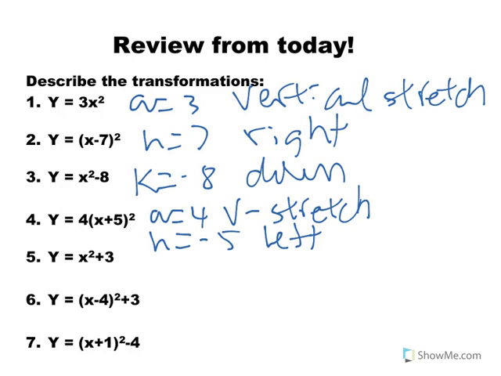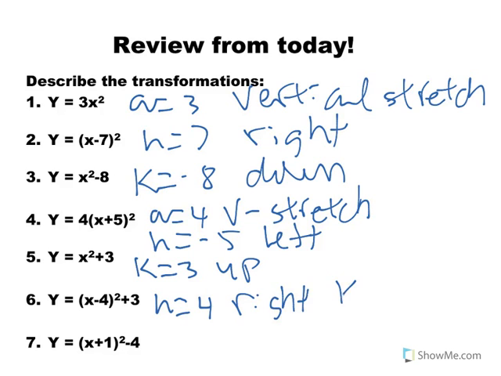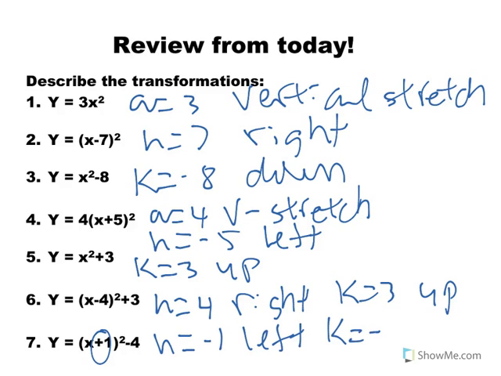Right? And number 5, k is 3, so the graph goes up, and h is 4, so we're going to the right, and k is 3, so the graph goes up. And then for number 7, be careful with that. So h is negative 1, so we're going left. And k is negative 4, so the graph shifts down. Okay.